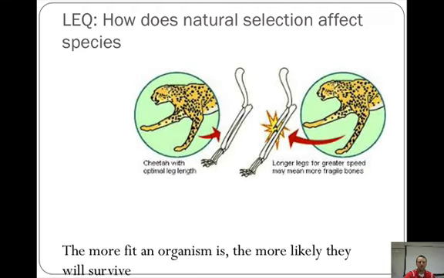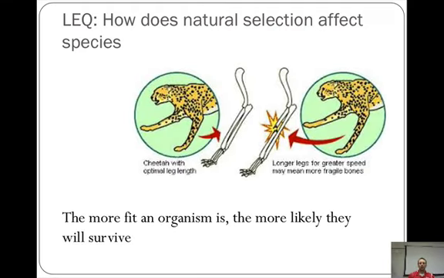And then moving to varying fitness, the more fit an organism is, the more likely they'll survive. So what does it mean by varying fitness? If you look at that picture, you've got the cheetah with optimal leg length, and then a cheetah with longer legs. So granted, the longer legs may support greater speed, but they also may mean more fragile bones. Whereas this cheetah may have the shorter leg, and it may not be able to run as fast, but those bones are not going to be as fragile as the other. So varying fitness is just the more fit an organism is, the more likely they'll survive.